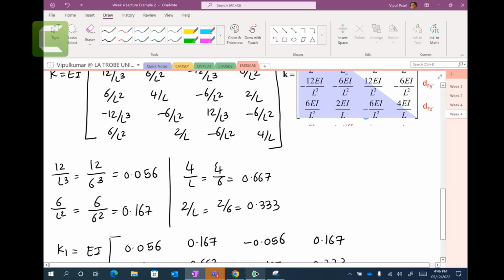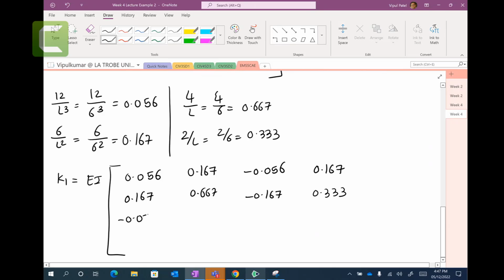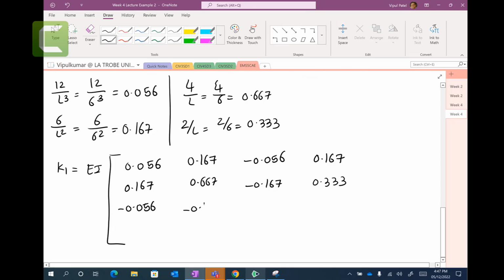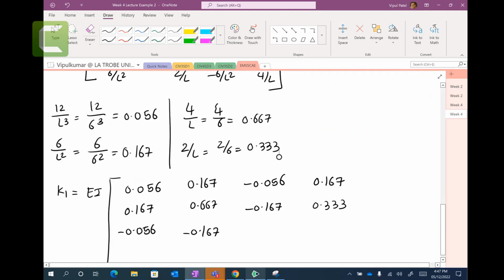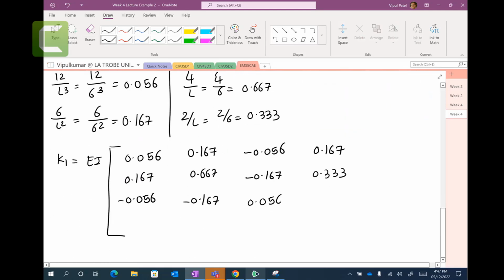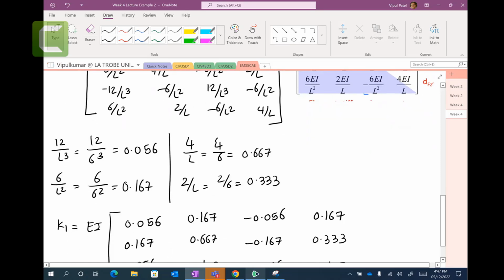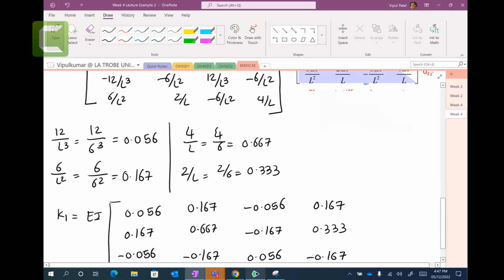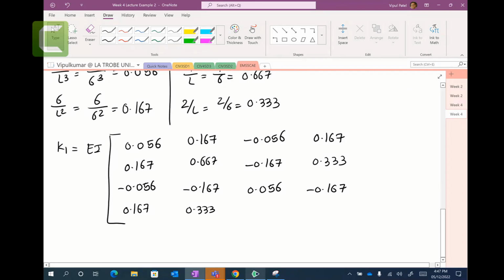Then minus 12 on L cubed, minus 0.056. Minus 6 on L squared, minus 0.167. 12 on L cubed, 0.056, and minus 0.167 for 6 on L square. 6 on L square, 0.167. 0.333 for 2 on L. Minus 6 on L square, minus 0.167, and 0.667.